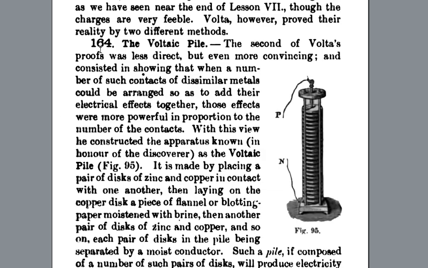164. The Voltaic Pile. The second of Volta's proofs was less direct but even more convincing. It consisted of showing that when a number of such contacts of dissimilar metals could be arranged to add their electrical effects together, those effects were more powerful in proportion to the number of contacts. With this view, Volta constructed the apparatus known as the Voltaic Pile, named in honor of the discoverer.